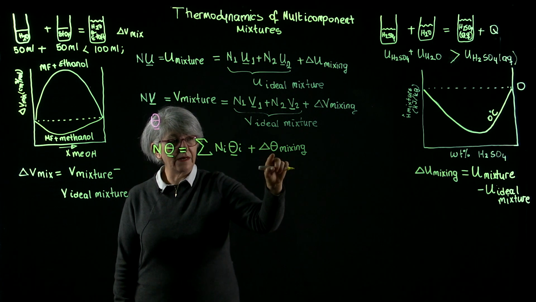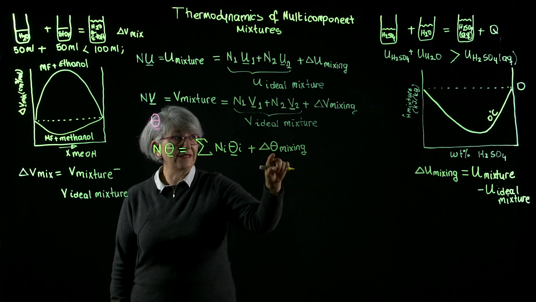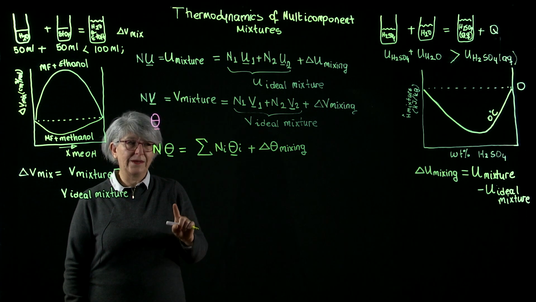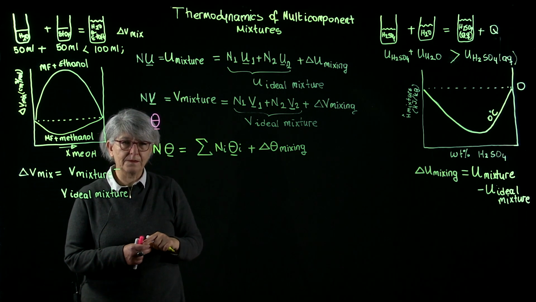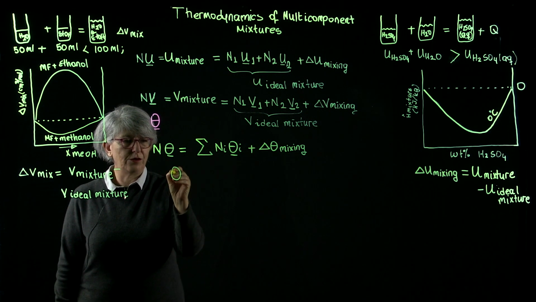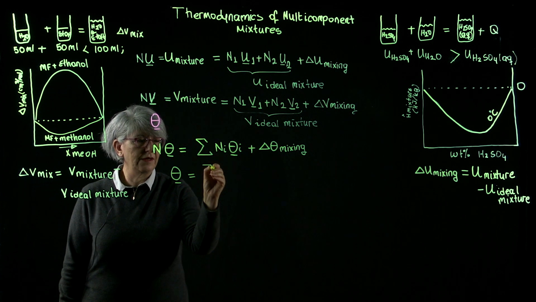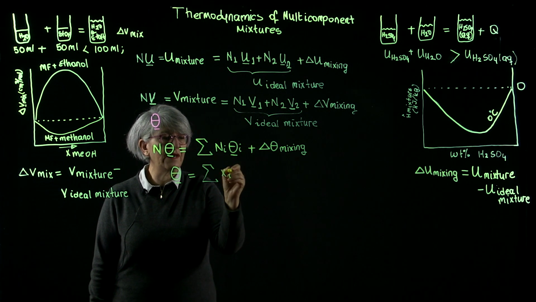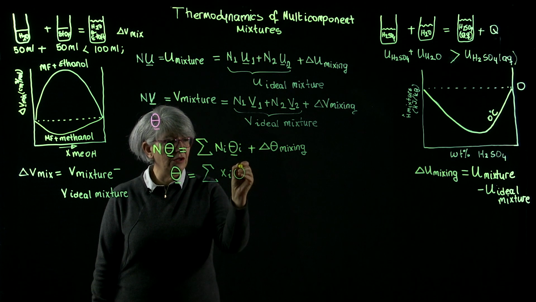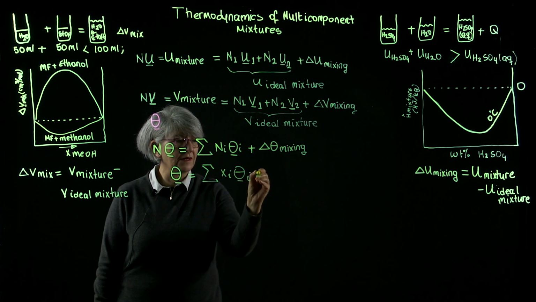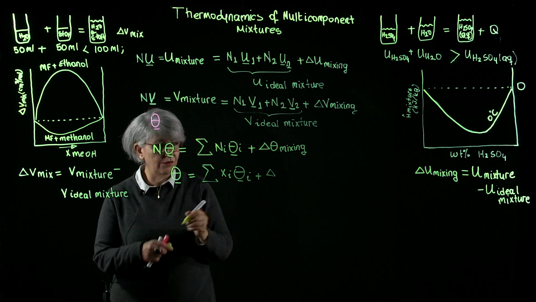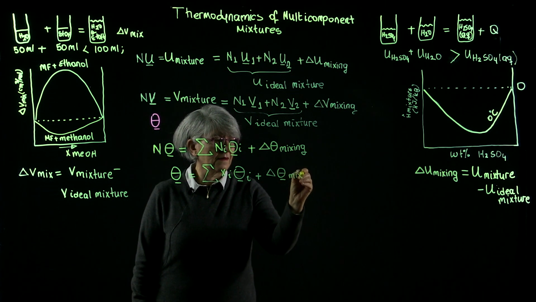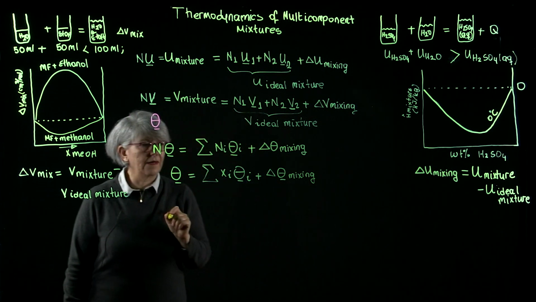This requires empirical information of delta theta in the extensive form. We are going to do a little bit of algebra and develop expressions that are hopefully more convenient and more useful. I will divide both sides by the total number of moles to have my alternative expression, and this is going to be an intensive property.